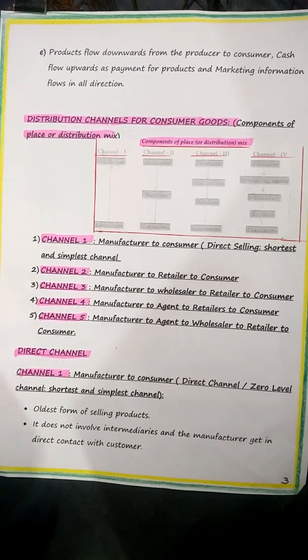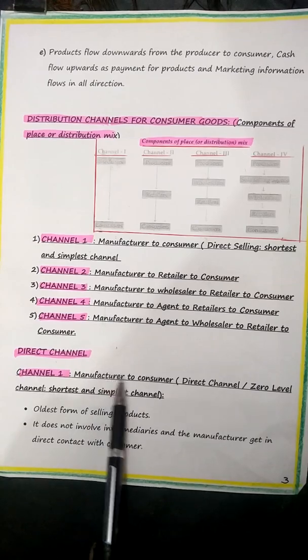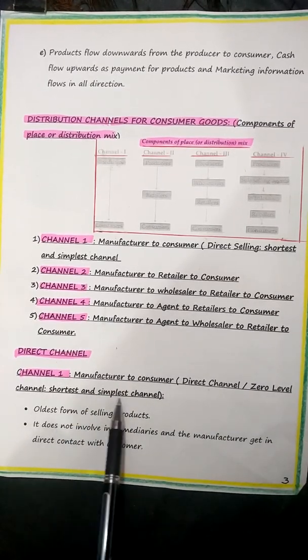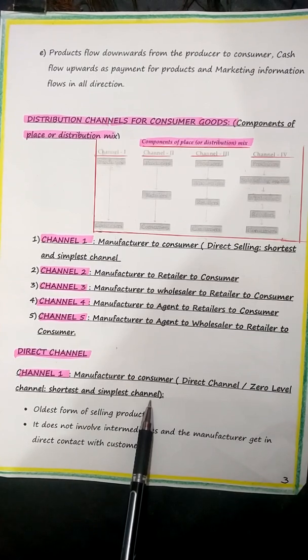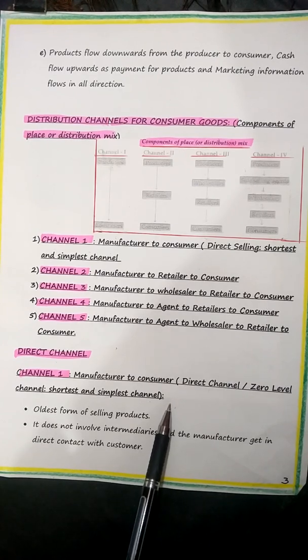So you must understand this, children. Please stay focused. Channel 1 is nothing but manufacturer to consumer. It's a direct channel, zero level channel, the shortest and simplest channel. Please make a note, children: it is mainly used for products like perishable goods, expensive goods, and markets that are geographically located. For all these kinds of reasons people go for direct channel.